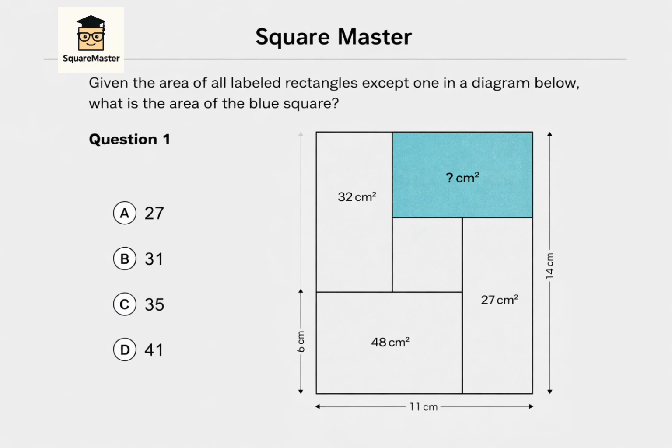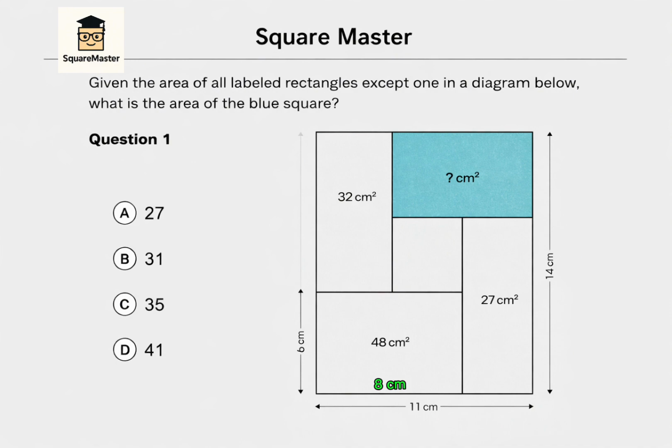Let's begin from the bottom left rectangle. We are told that its area is 48 square centimeters. Its width is 6 centimeters. So, using the basic area formula, area equals width times length, we divide 48 divided by 6, and we get the length is 8 centimeters. This is a very important value, so keep it in mind.